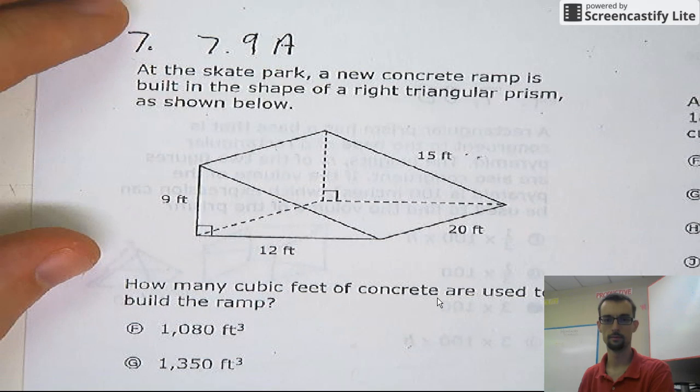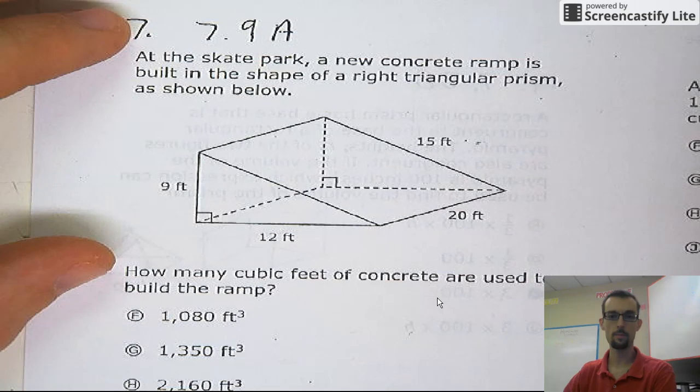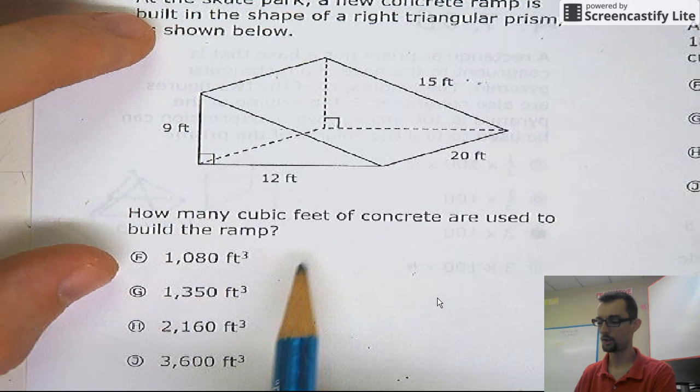Okay, number 7 and 8. At the skate park, a new concrete ramp is built in the shape of a right triangular prism as shown below. Okay, so I have this right triangular prism, and I want to know how many cubic feet of concrete are used to build the ramp. So am I talking about surface area or volume here?